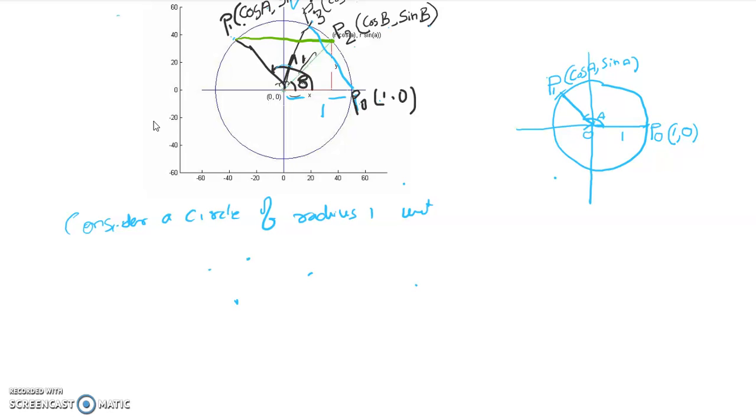Then I will consider one more angle, let this be angle B. I will call this point on the circumference of the circle P2. Since OP2 makes an angle B here, the coordinates of this point are cos B comma sin B. Now this is angle A and this is angle B. Let angle A minus B be somewhere here. I will call this point P3.